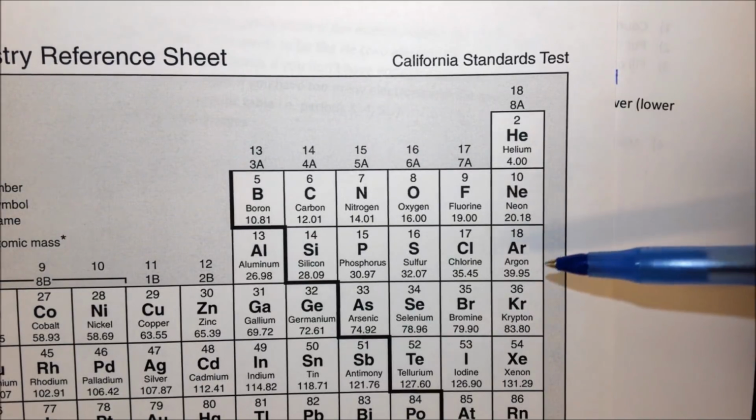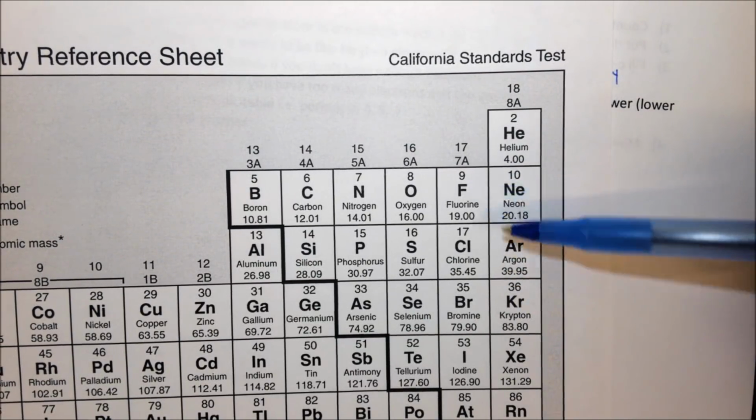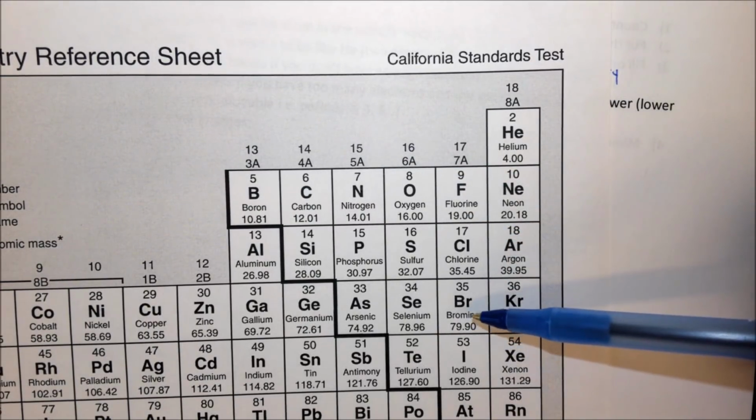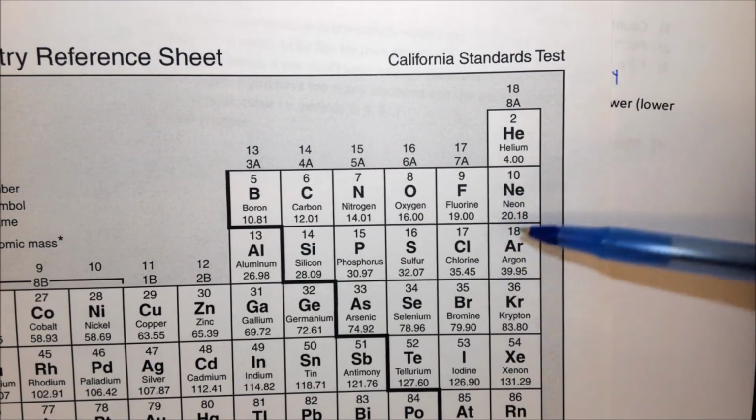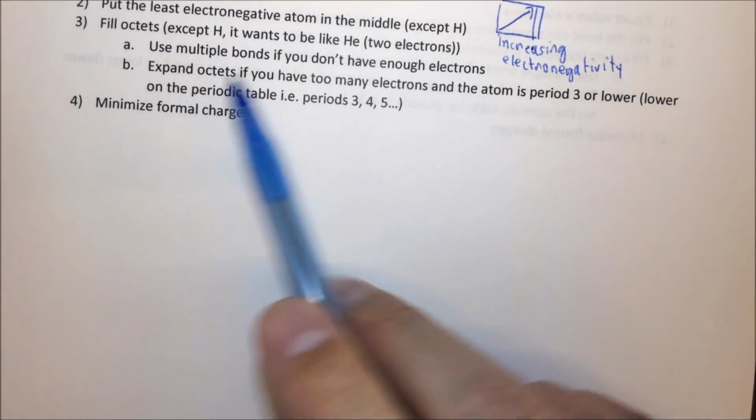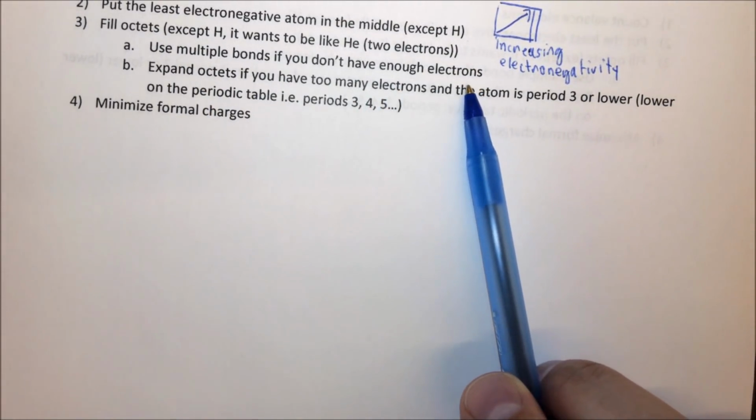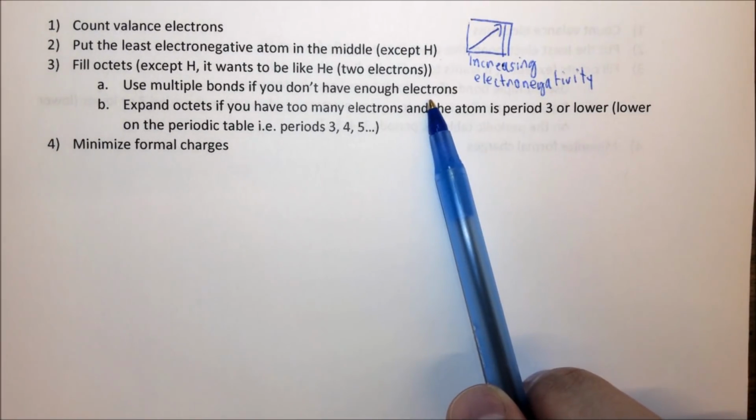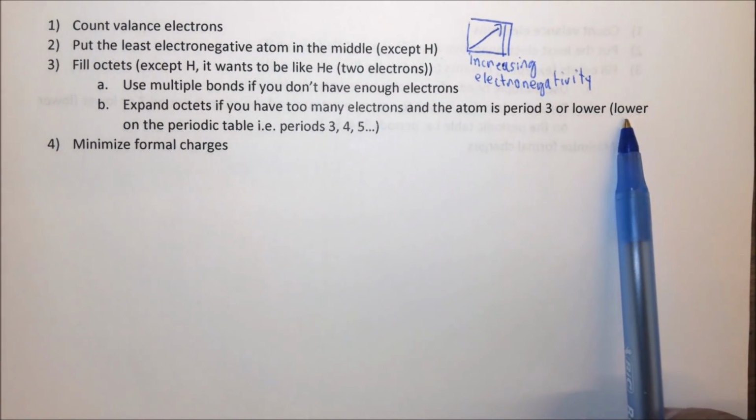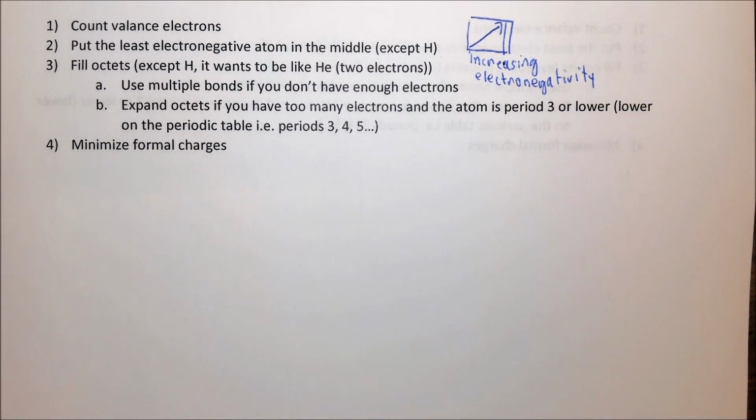This is a hard concept to visualize. It's much easier to see through example, and we're going to go through several examples in this series of videos. So, we'll go through them, and we'll talk about what it means to fill the octets as we do the examples. Points A and B will come up in certain cases. Okay, use multiple bonds if you don't have enough electrons. We'll discuss that when we get to it. Expand octets if you have too many electrons and the atom is period 3 or lower, and that means lower on the periodic table.